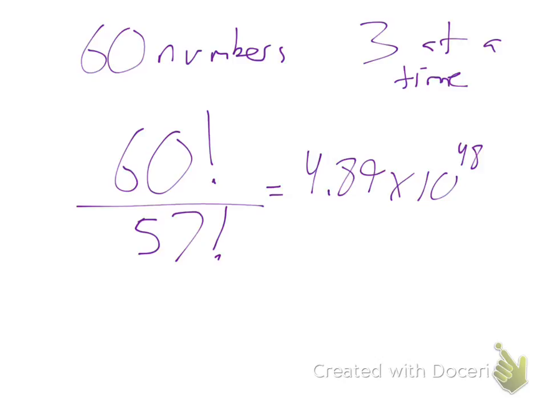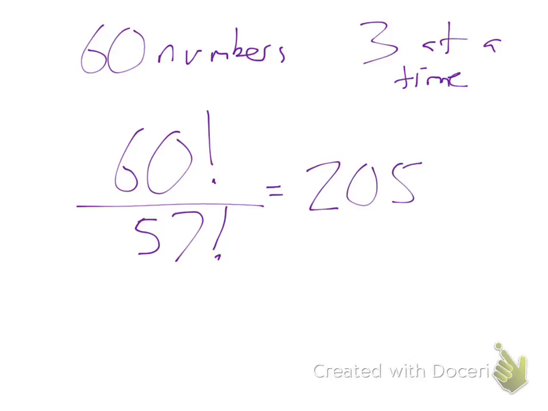Okay, listen, we got to make a correction, guys. We put that on the calculator wrong. 60 factorial divided by 57 factorial is 205,320. Different ways to put those numbers together.